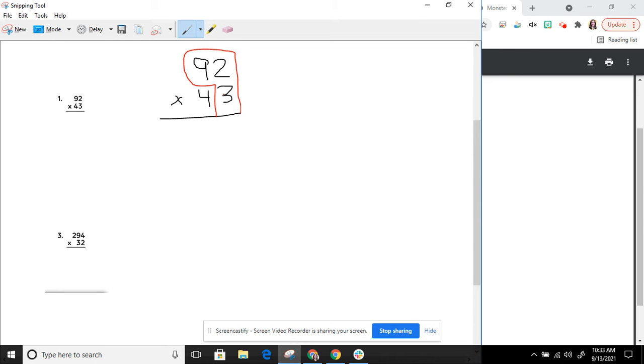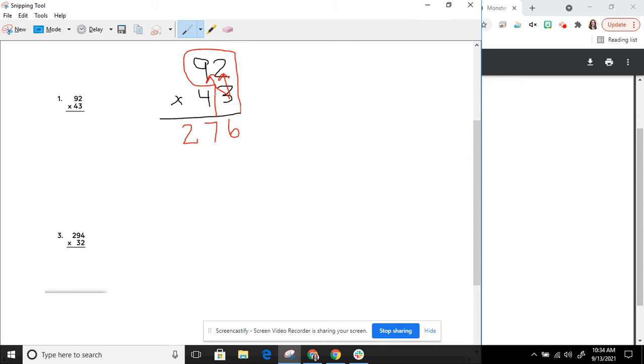So I'm going to do 3 times 2, which is 6. I'm going to write that underneath my 3. Okay, there's my first number, 3 times 2. And then, so you can even draw the arrows if you need to. And then I'm going to do 3 times 9. Well, 3 times 9 is 27. It's going to be important that you know your simple multiplication facts. Okay? Now, I just took my 3 and multiplied it with the 2 and the 9.